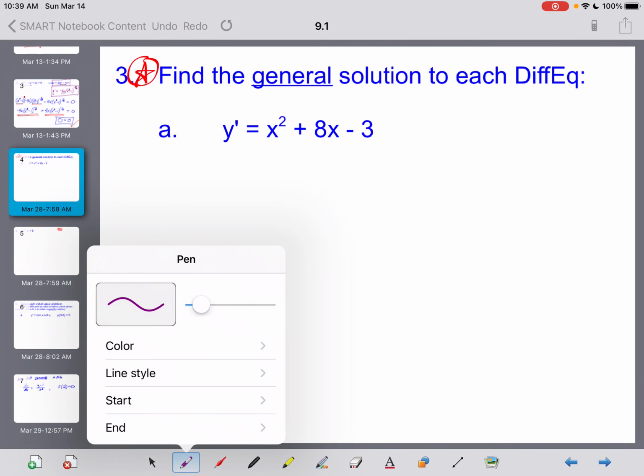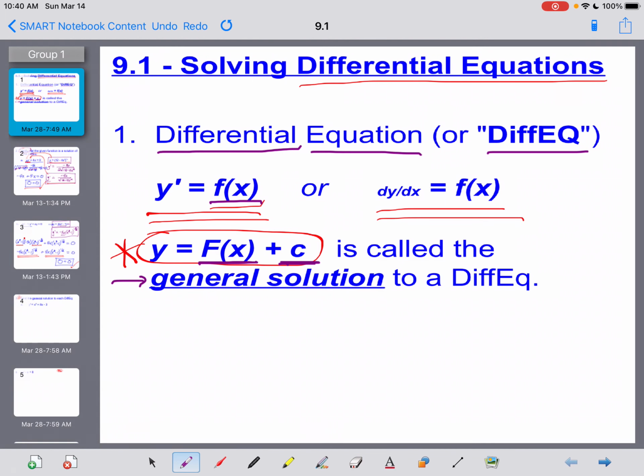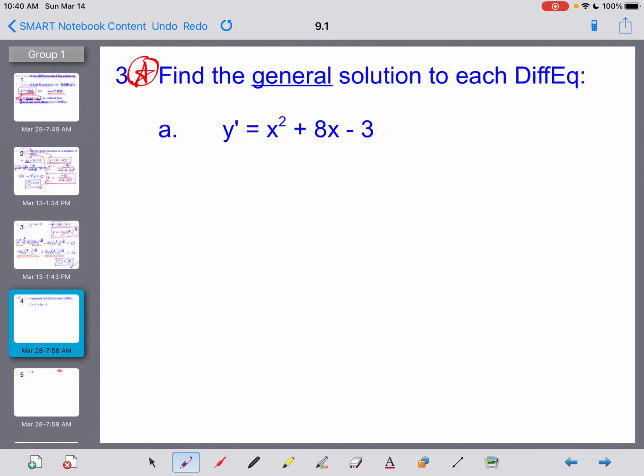But this is something you are going to see. Find a general solution to each differential equation. And if that phrase sounds familiar, let me take you back to the first slide right here. When they give you a derivative, y prime equals some function, if we can solve for y is equal to capital F of x plus c, that's what we call a general solution to a differential equation.